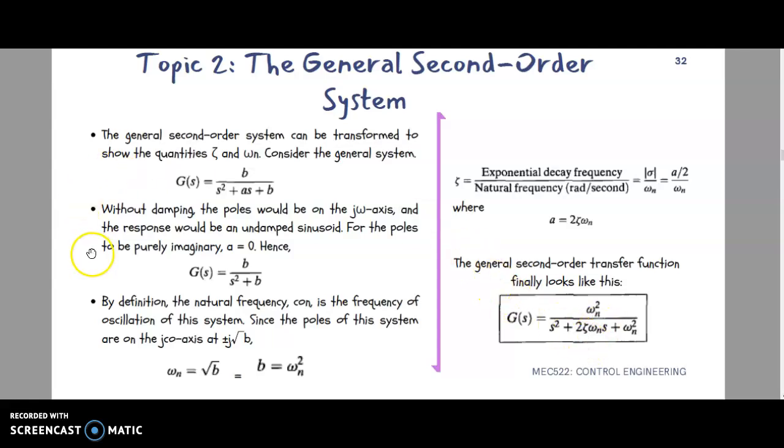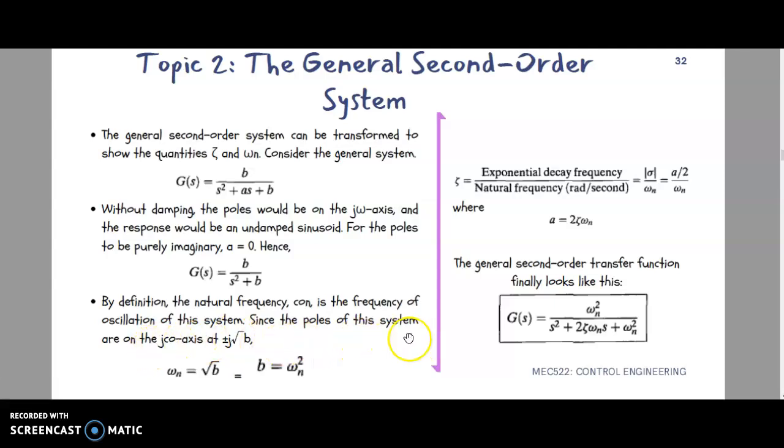Okay, this one is without damping, maksudnya undamped. So G(s) equals B divided by s squared plus B. By definition, the natural frequency, this one is omega n. Salah pula apa dia punya term kat sini. This one omega n, it's the frequency of oscillation of the system.